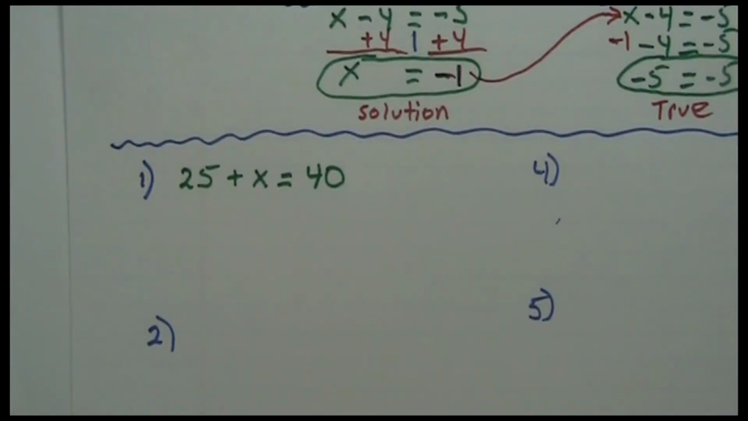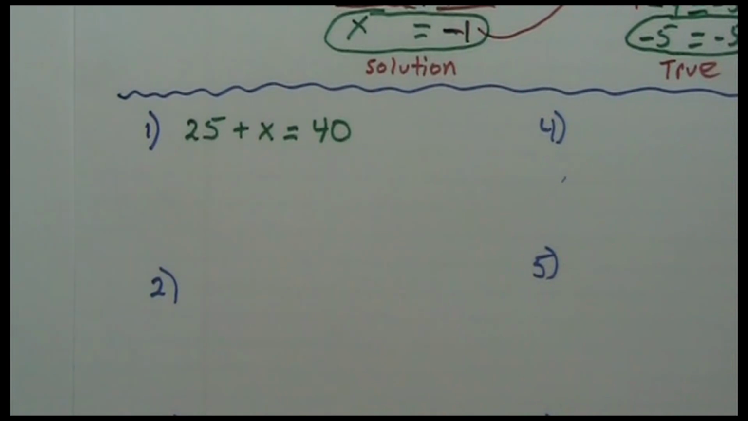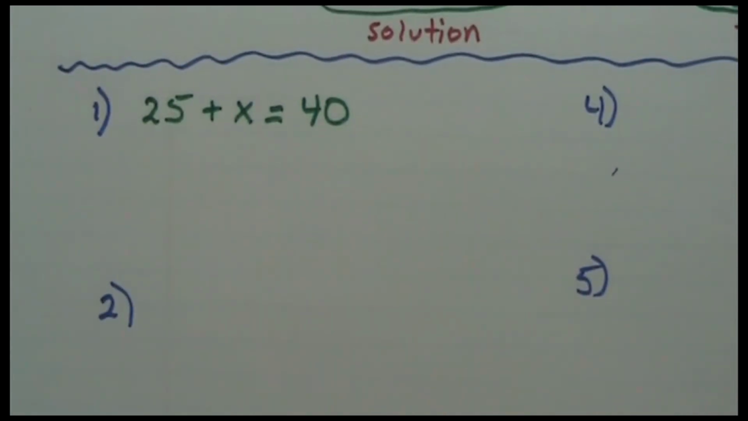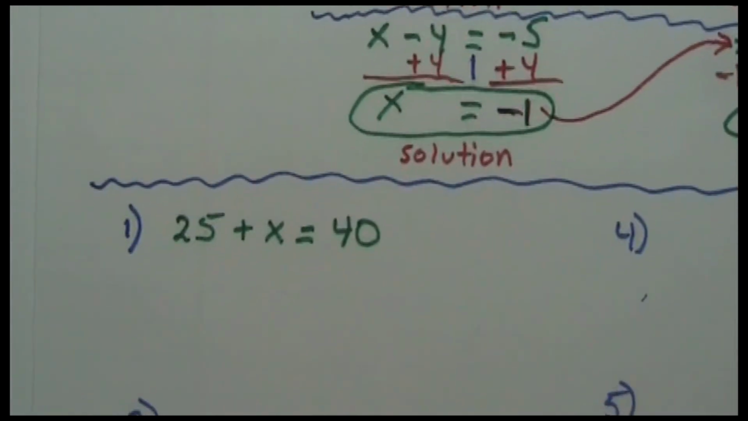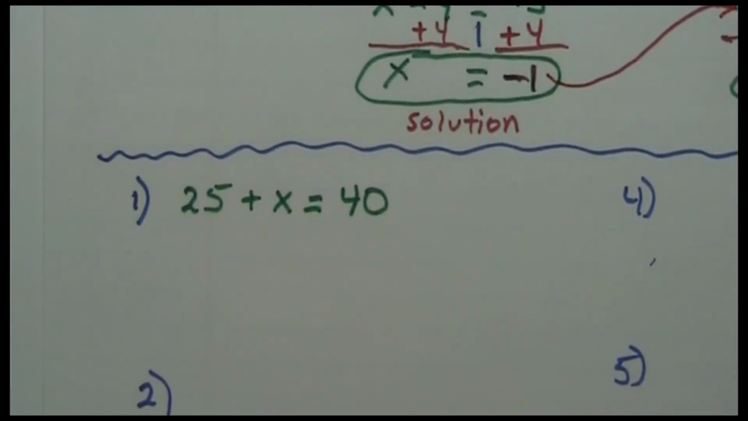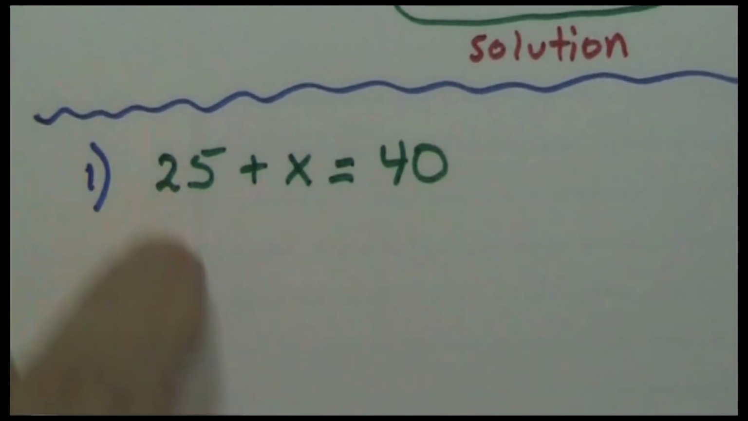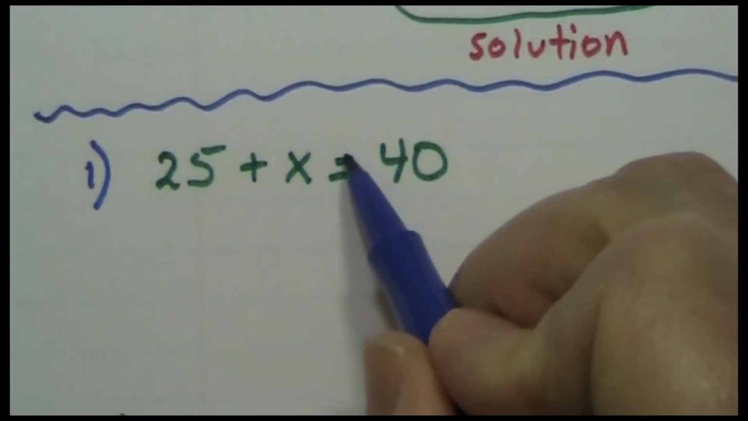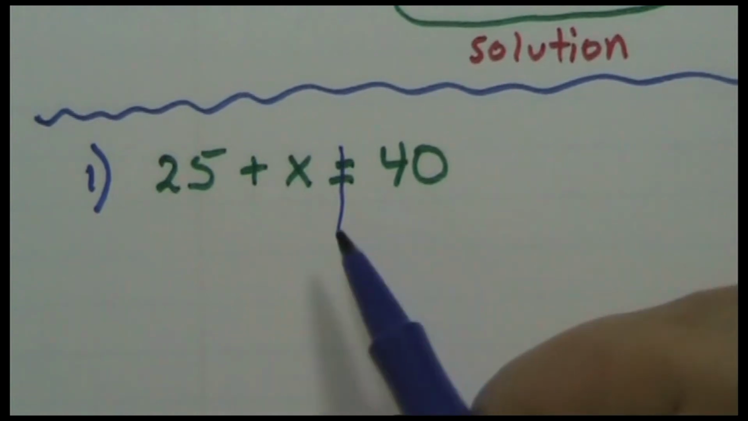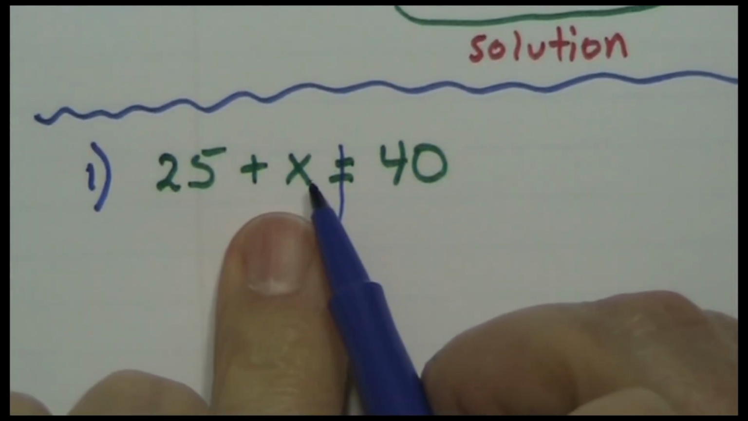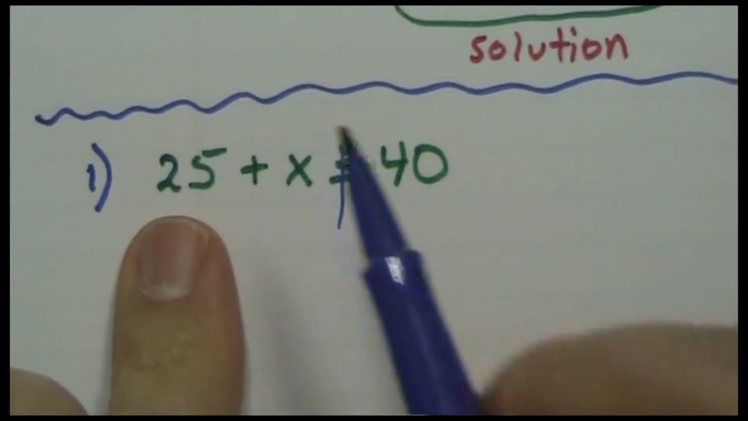So here's our first problem. Let me just zoom in on that. So we have 25 plus x equals 40. So what do I do? Well, I got to get rid of the 25, right? You have two sides, and some people even draw a line right down here. You have two sides, a left and right. You want the letter by itself. You need to get rid of 25.